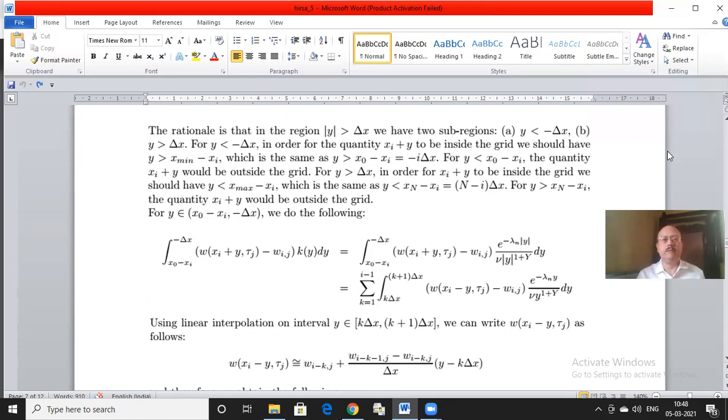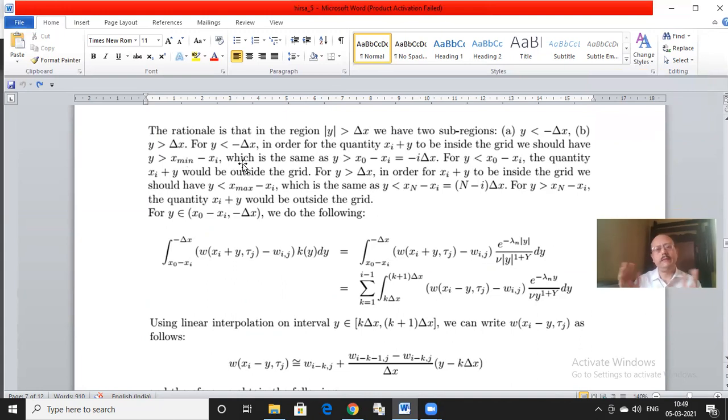Okay, so this is just to summarize what we were discussing just now. The rationale for cutting it into 4 pieces is that in this region, mod y greater than delta x, we have 2 subregions. Of course, one is the negative side and the other is the positive side. That part is intuitive.